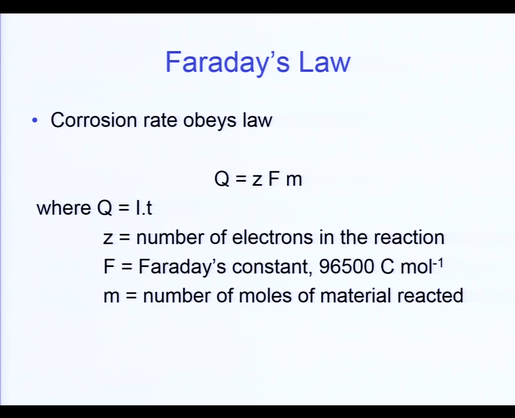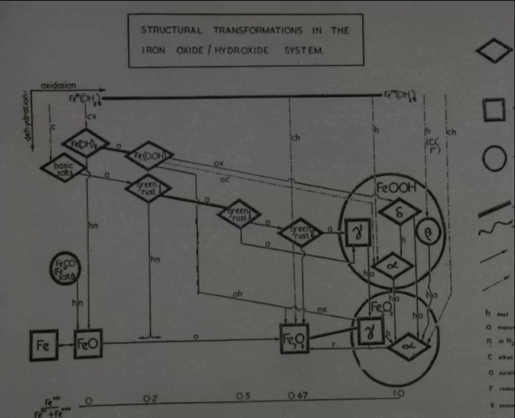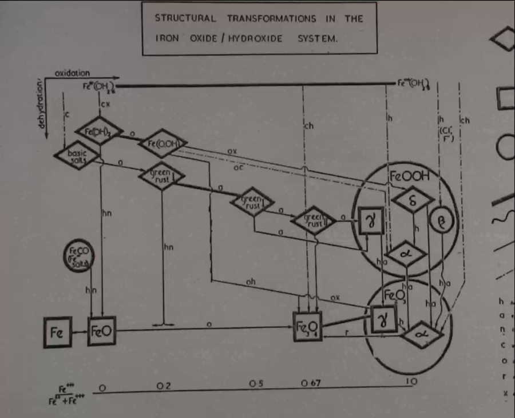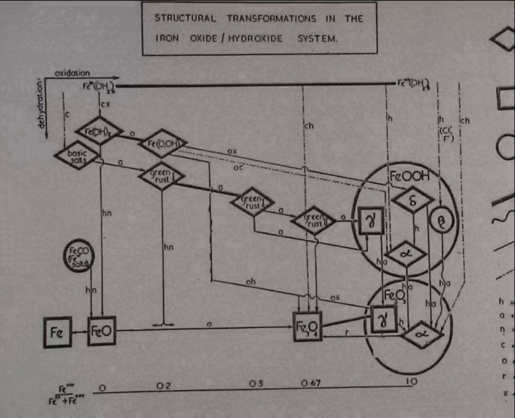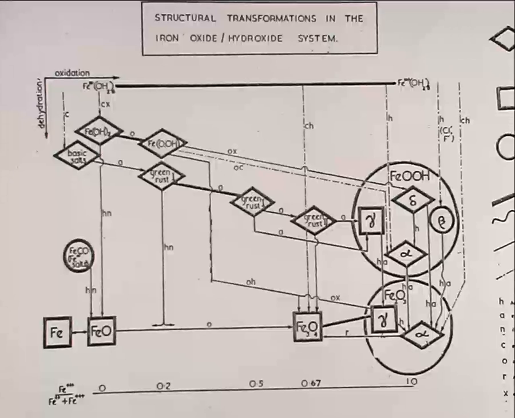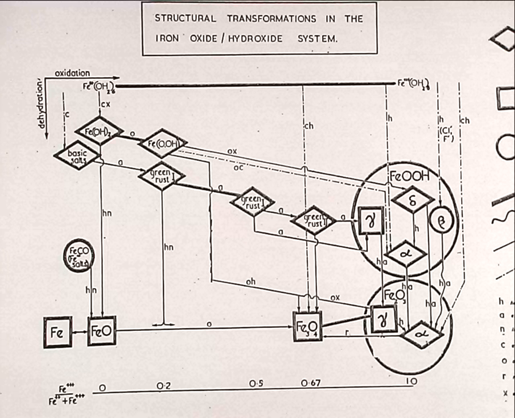So first sight, this looks pretty horrible, but there we go, that's better. This is just a chart of all the different types of rust you can get for iron. It is a plot of the ratio of how much iron 3 plus there is generated against the total amount of oxidized material. At this end, we've only got iron 2 plus, so FeO. At this end, we've only got iron 3 plus.